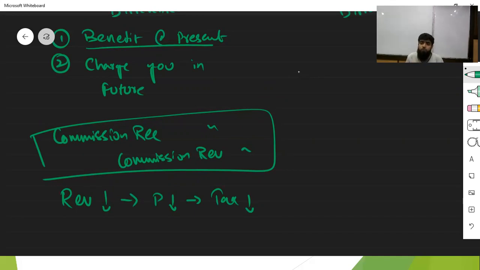Why? Because you have got the benefit today, but this will tax you in future. This will charge you in future. What does it mean? Once you receive cash from commission, the tax department will consider that as a revenue, either in the next year or after 2 years. Whenever you receive that amount, the tax department will consider it as a revenue. So that is the difference which will tax you in future.